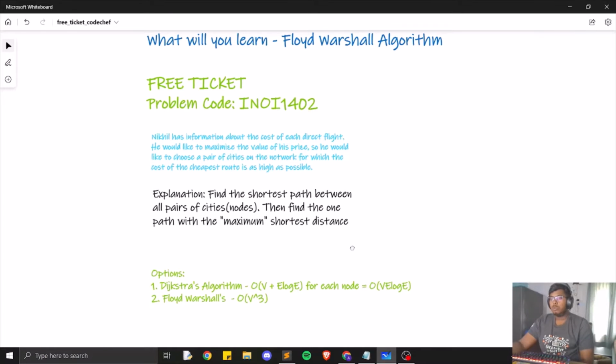Now let us move on to the second option. The second option is Floyd-Warshall's algorithm. Now why should we use Floyd-Warshall's algorithm? It should be used because it has only three nested loops and it is also very easy to write. And the best part is its time complexity. The time complexity of Floyd-Warshall's algorithm is O of V cubed, where V is the number of vertices.